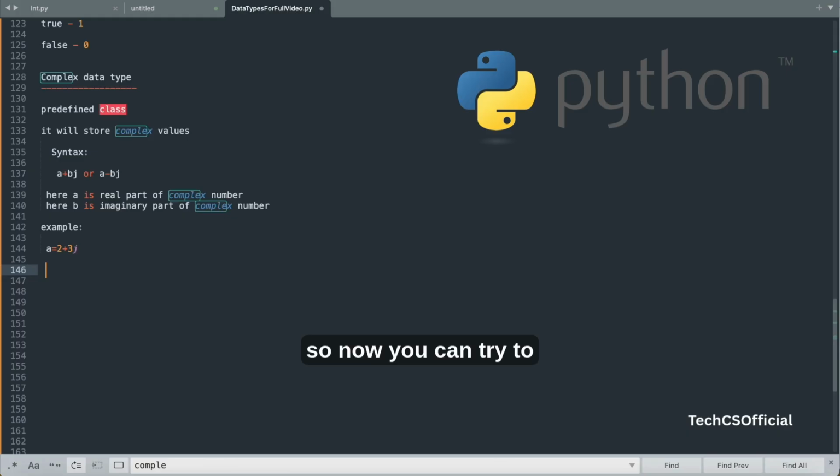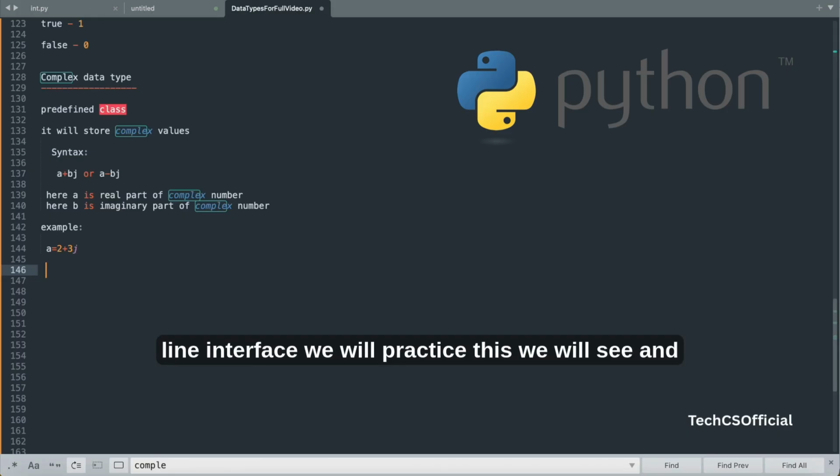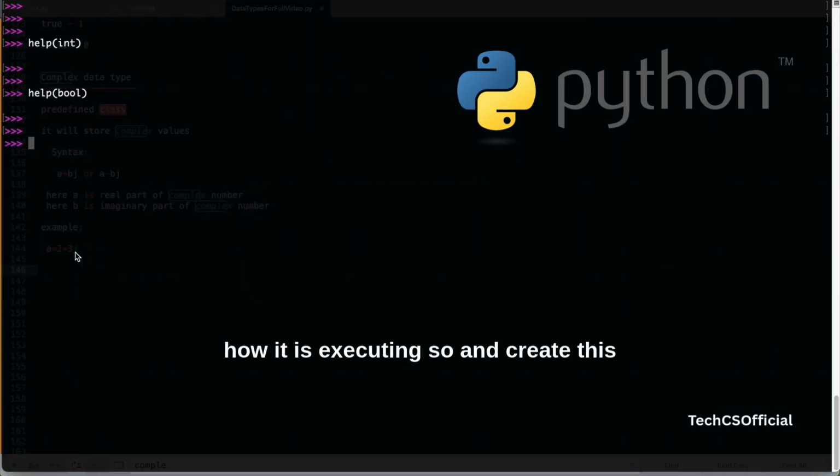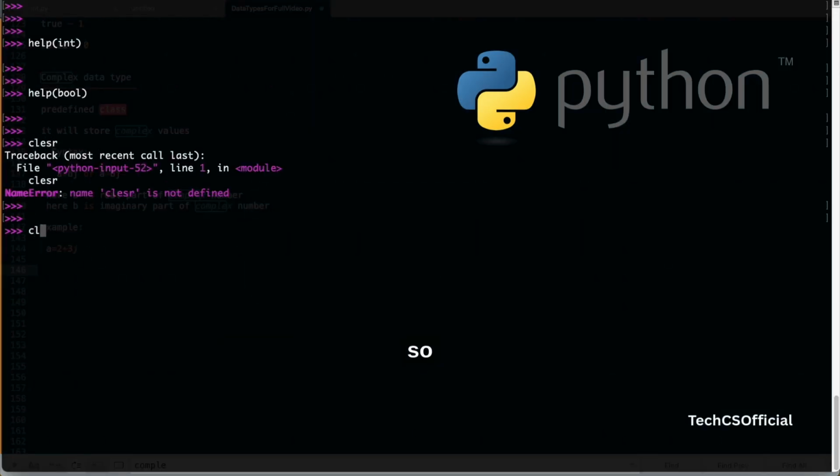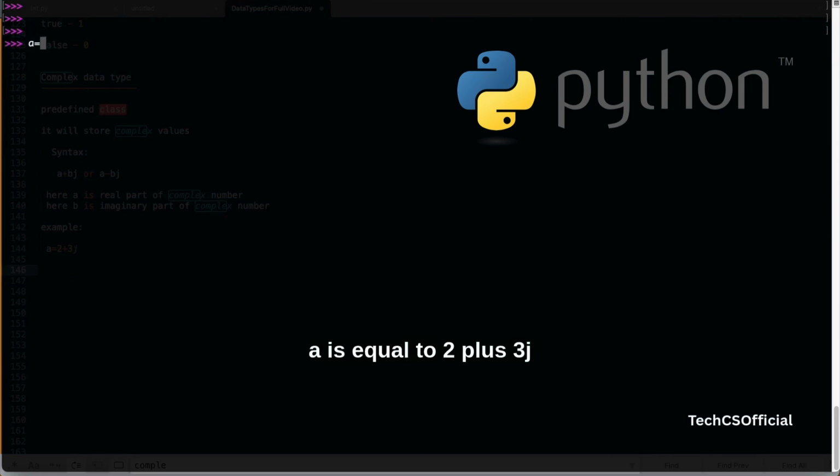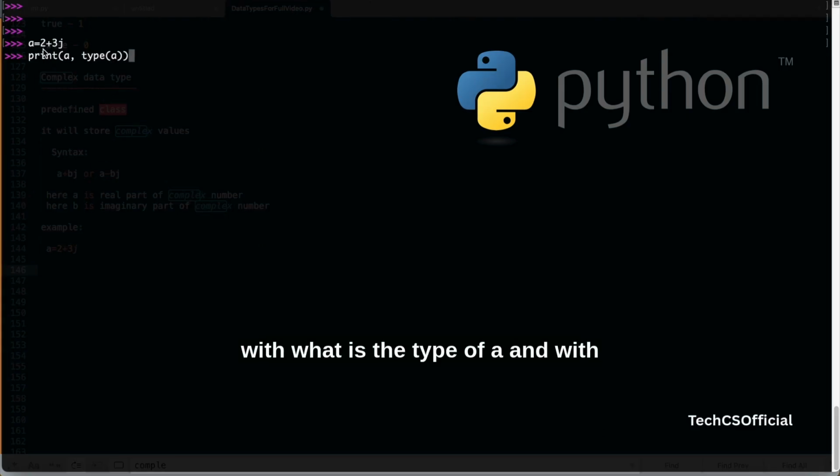So now you can try to print via the terminal command line interface. We will practice this and see how it is executing. So you can clear this. So a is equal to 2 plus 3j. Now print a comma type of a. So you will get the details with what is the type of a and the value we have given. See, it is a complex data type, 2 plus 3j.